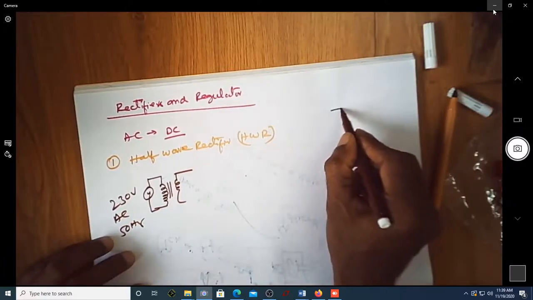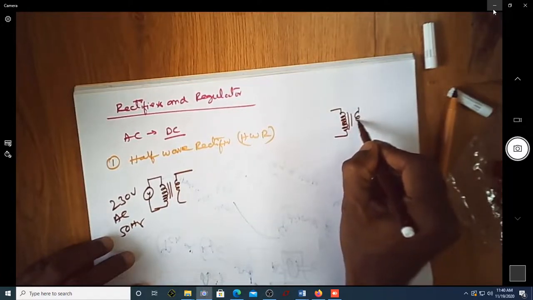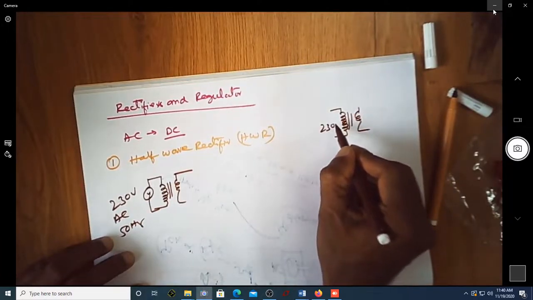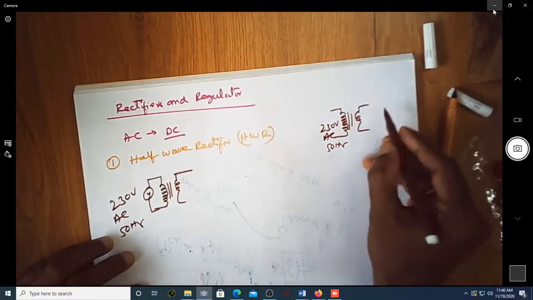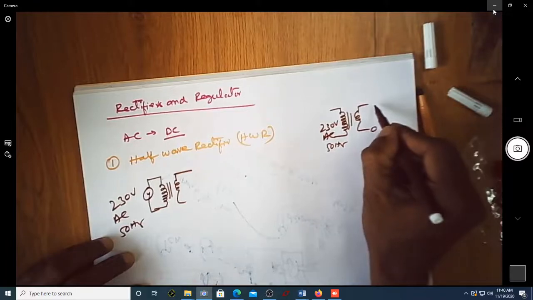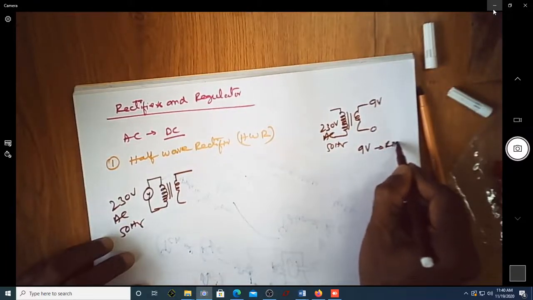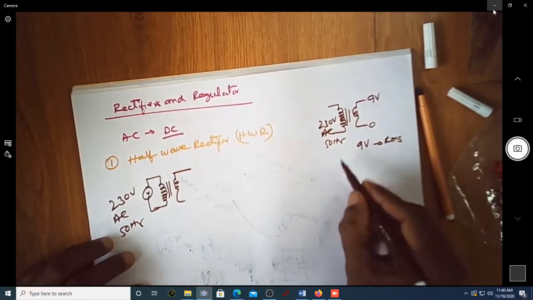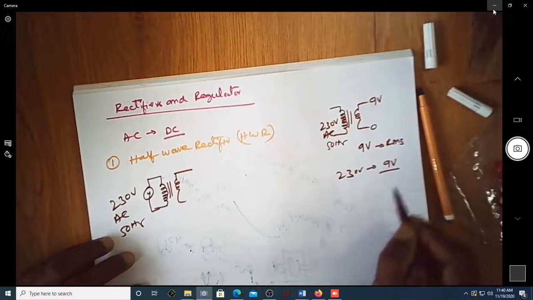It can be a center tap transformer or it can be a non-center tap transformer. Suppose you have a 230 volt AC signal with 50 Hertz, and it is not having any center tap. Suppose you say this is 0 and 9 volt, so this is a 9 volt RMS voltage with respect to this point. You can see from 230 volt RMS, it has been stepped down to 9 volt RMS.